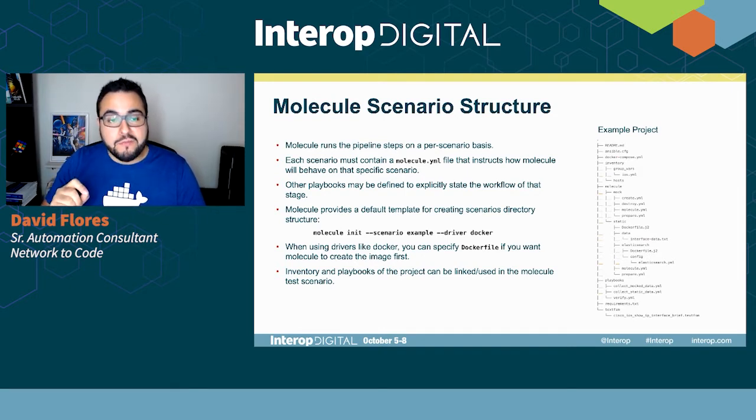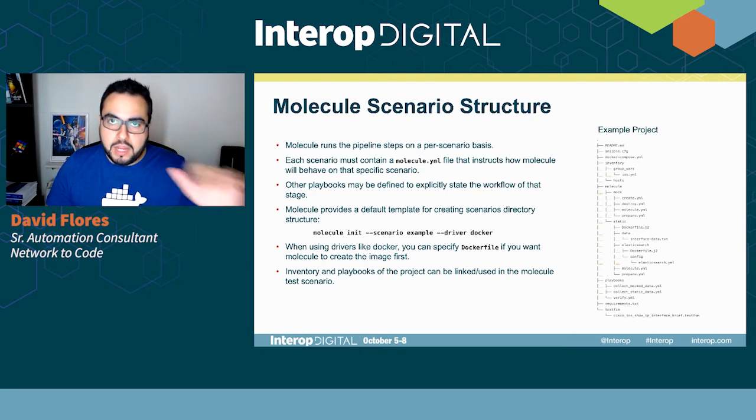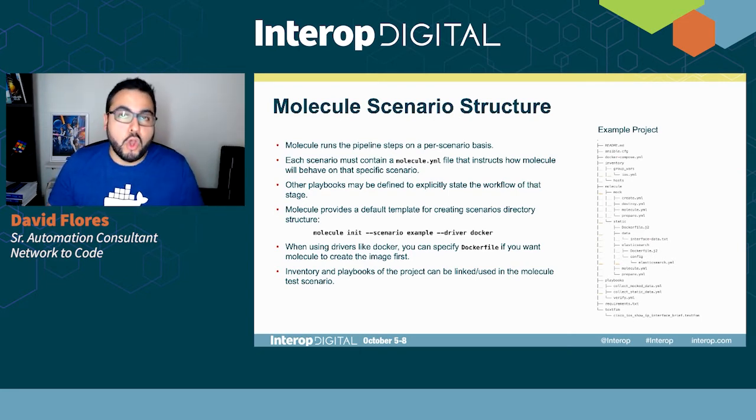Molecule provides a default template for creating scenarios, the directory structure. This is like a cookie cutter template. You can run Molecule init, specify the name of the scenario that you want to run, and specify the driver if you want, like Docker, for example. When using drivers like Docker, you can specify the Dockerfile if you want Molecule to create the image for you first.